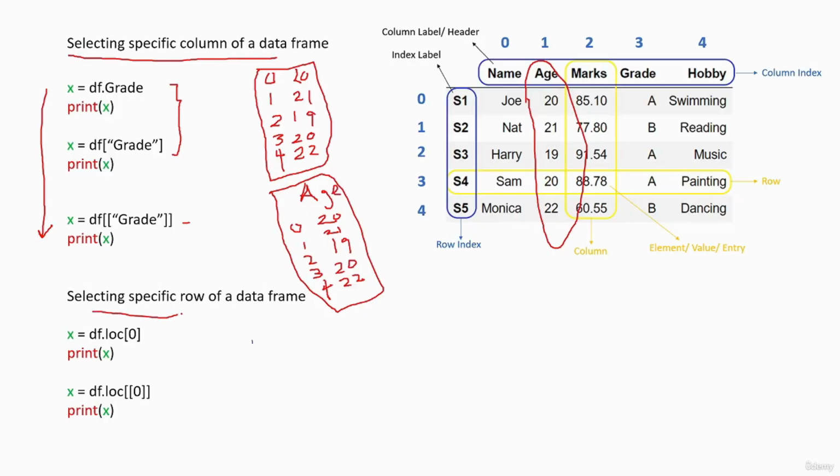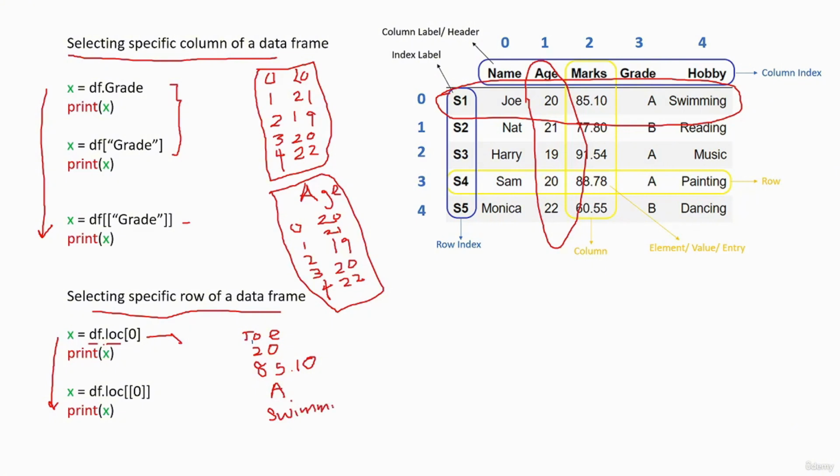Now let us see how to select a specified row in a data frame. So these are the syntaxes for selecting a specified row. First we have to specify the name of the data frame. Then we have to put a dot. Then we have to type loc. Then within the square brackets we have to specify the index of the row. So this command will return this row in the Pandas series. So the output will be Joe 20 85.10 A, semi. Then there will be indexes 0, 1, 2, 3, 4.